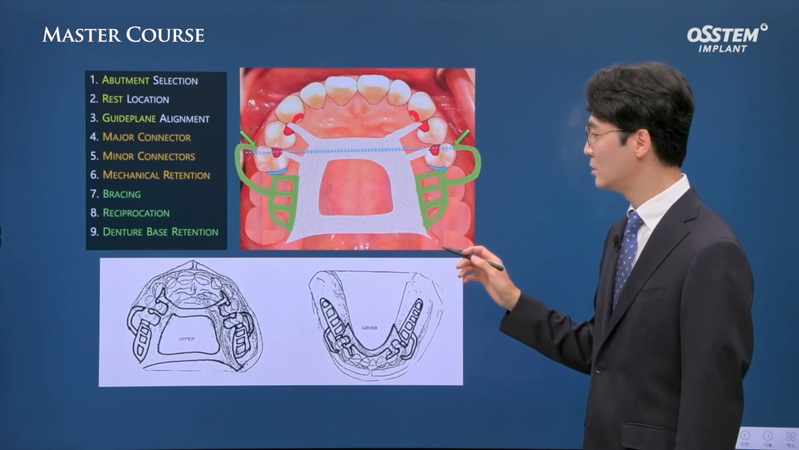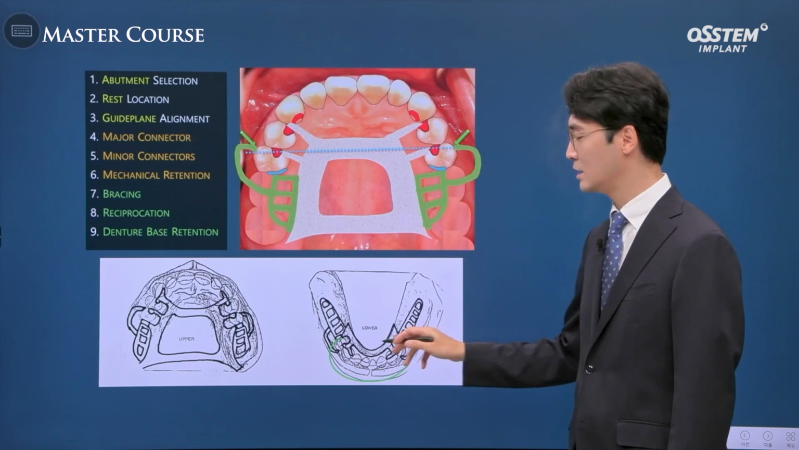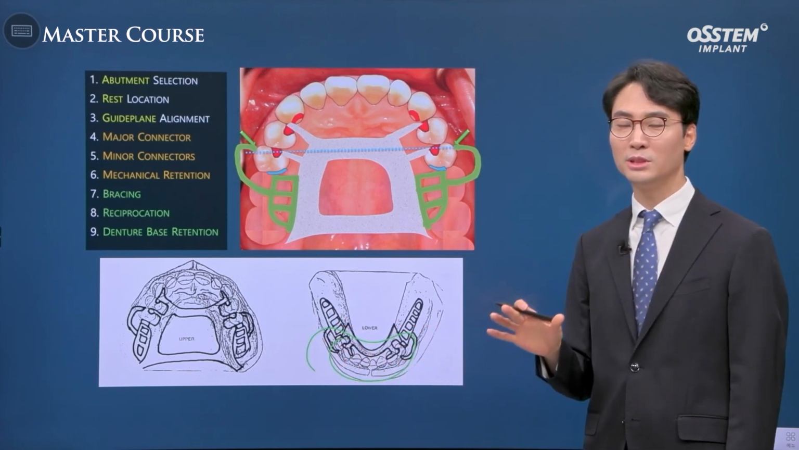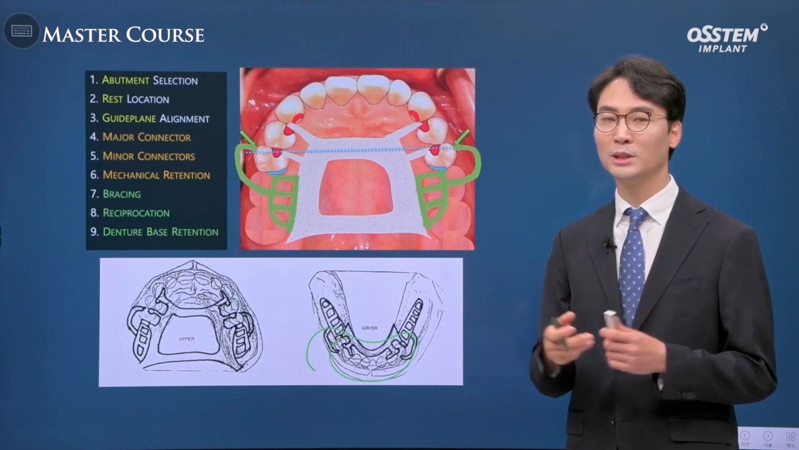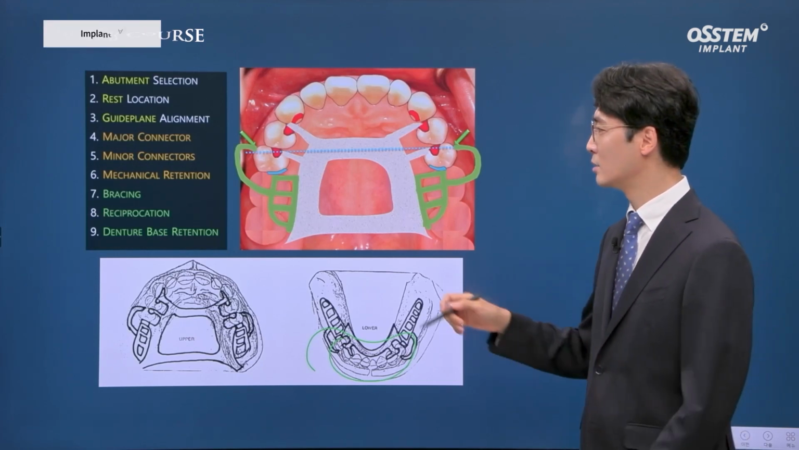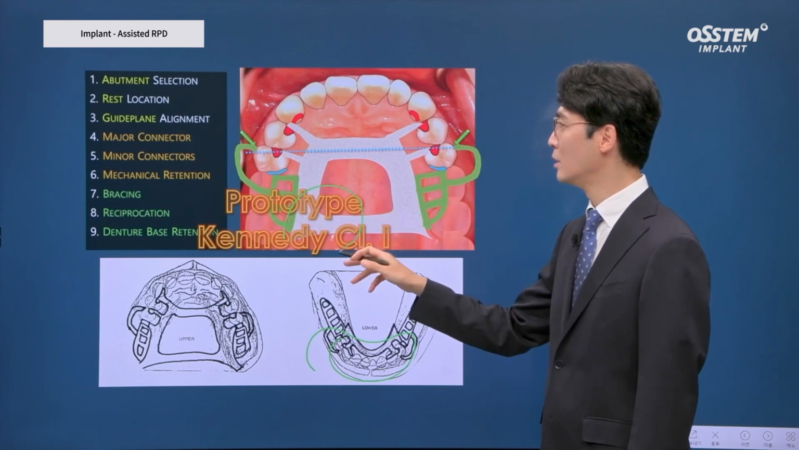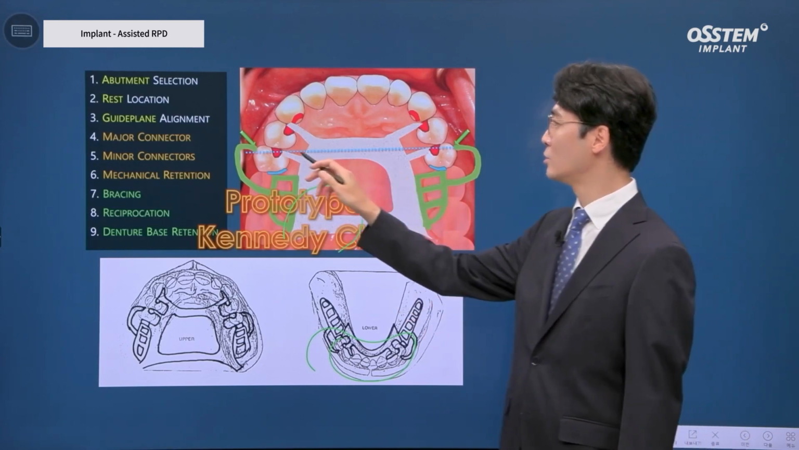In this case, implants were used in the anterior area between number 5 and 5. Survey bridge prosthesis was fabricated. Typical Kennedy Class 1 prototype design was chosen. The correct answer is already in front of us.